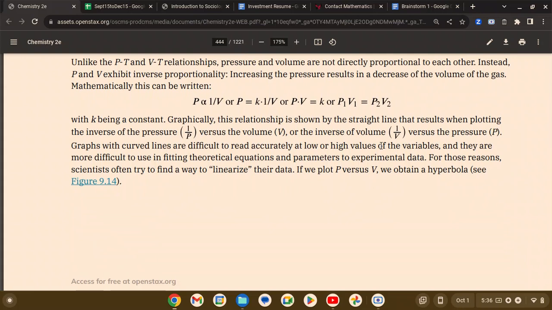Graphs with curved lines are difficult to read accurately at low or high values of the variables, and they are more difficult to use in fitting theoretical equations and parameters to experimental data. For those reasons, scientists often try to find a way to linearize their data. If you plot P versus V, we obtain a hyperbola.